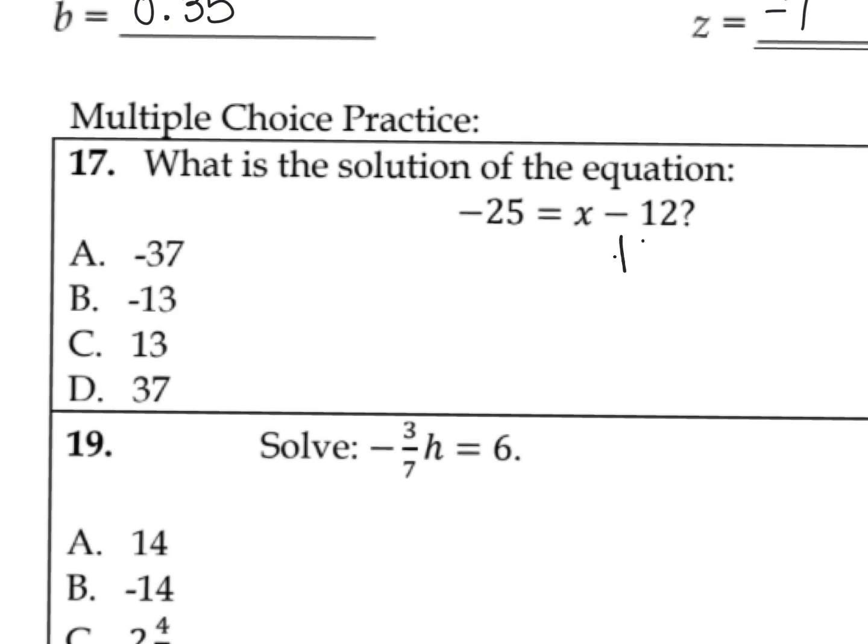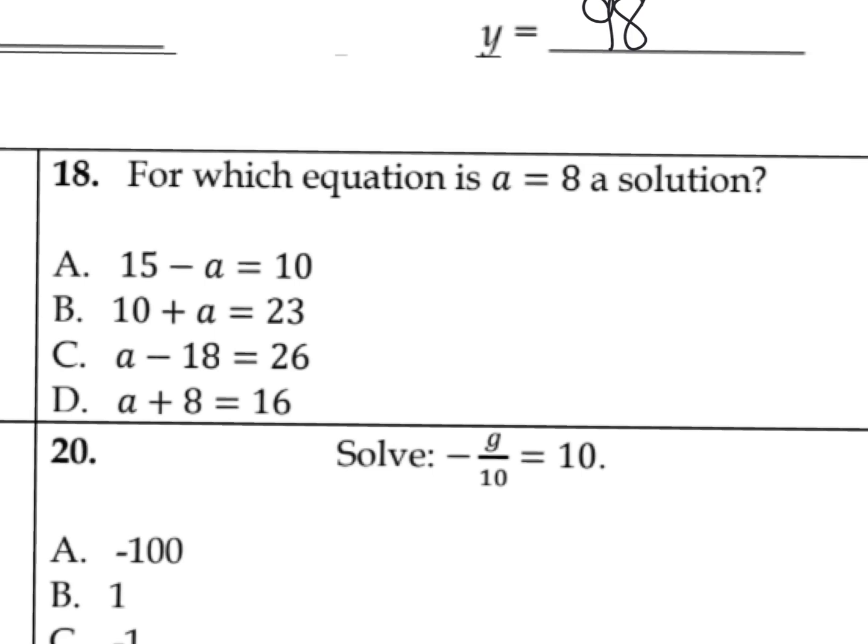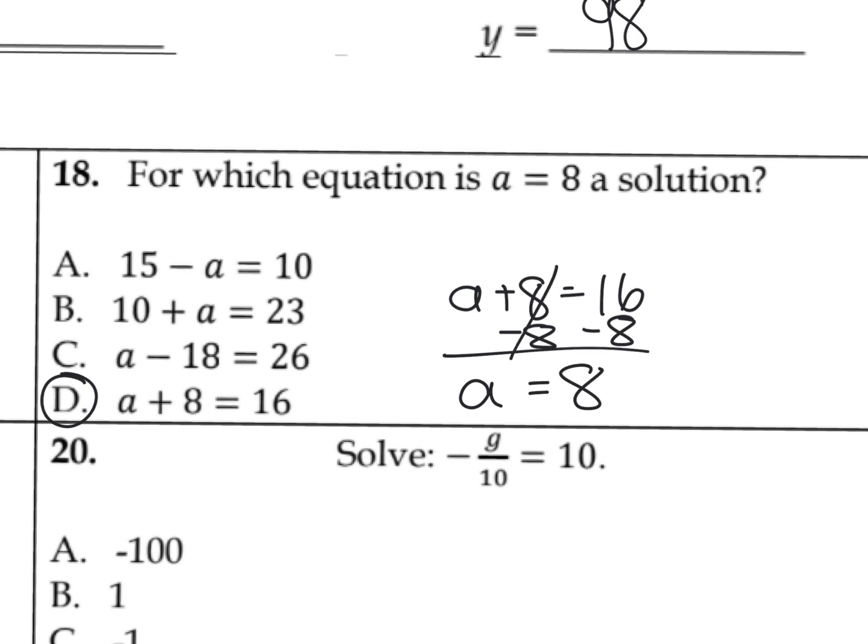All right, so you would add 12 to both sides. Be careful with your signs. You should get negative 13. Number 18. Which equation has a equals 8 as a solution? So go ahead, solve those equations, see which one you get a equals 8 as a solution for. So the correct answer is D. For a plus 8 equals 16. To get a alone, you would subtract 8 on both sides, and you would get a equals 8 as your answer.